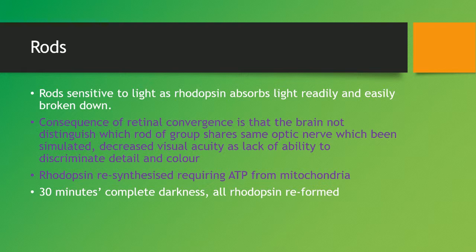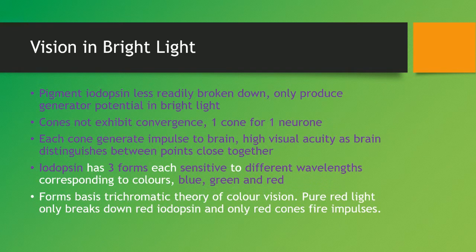Rhodopsin can be resynthesized using ATP, which is supplied by the mitochondria, and after 30 minutes in complete darkness, all the rhodopsin will be reformed.